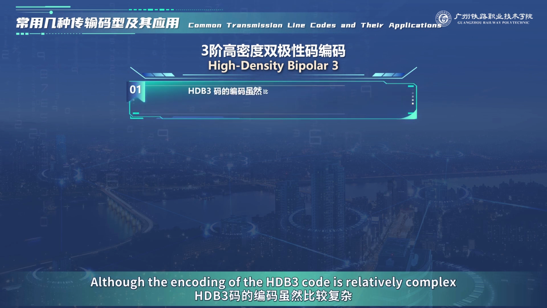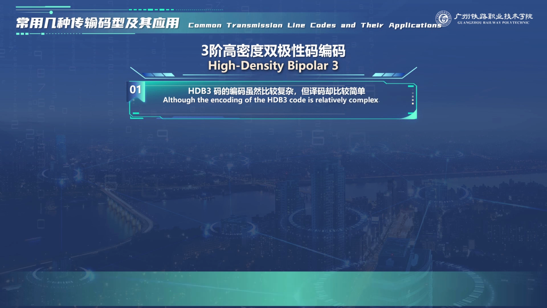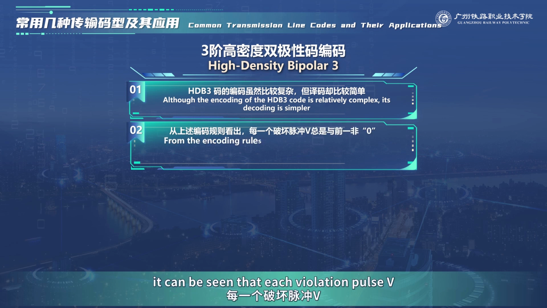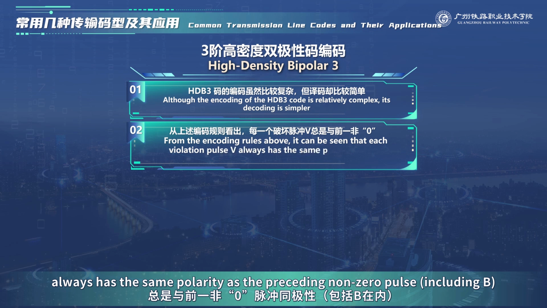The HDB3 code is used as the line interface code for PCM below the 4th order group. Although the encoding of the HDB3 code is relatively complex, its decoding is simpler. From the encoding rules above, it can be seen that each violation pulse V always has the same polarity as the preceding non-zero pulse, including B.